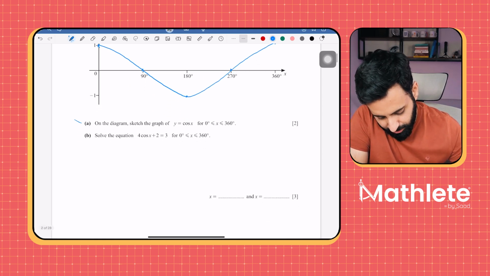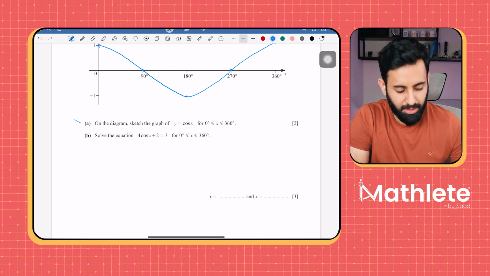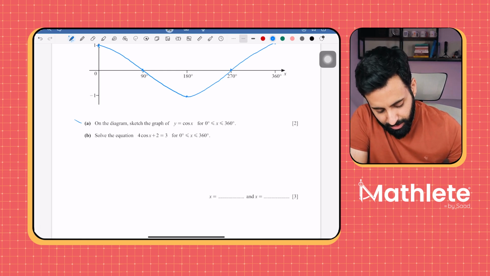Then comes part B, which is a 3-mark question. And this also, I would say, is very easy. And this is the part where you must use your calculator. You can't solve this question without a calculator.